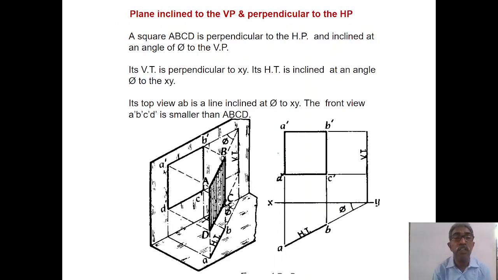Take the opposite one. Now the plane is inclined to the vertical plane and perpendicular to the horizontal plane. Suppose the problem is: square ABCD is perpendicular to the horizontal plane and inclined at an angle of phi to the vertical plane.